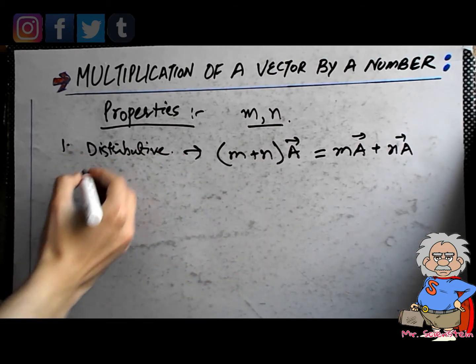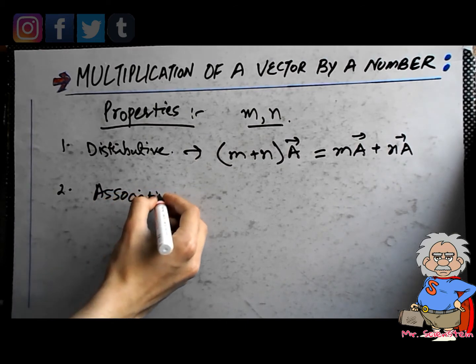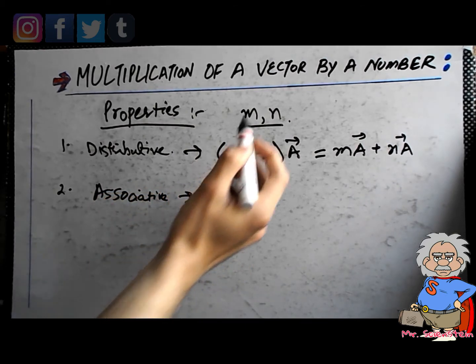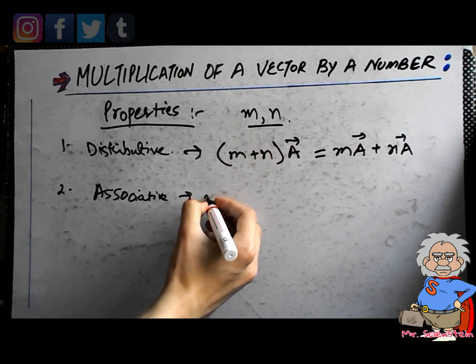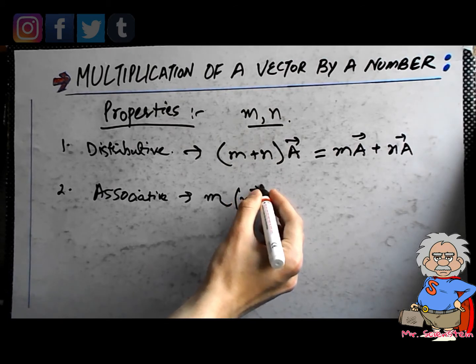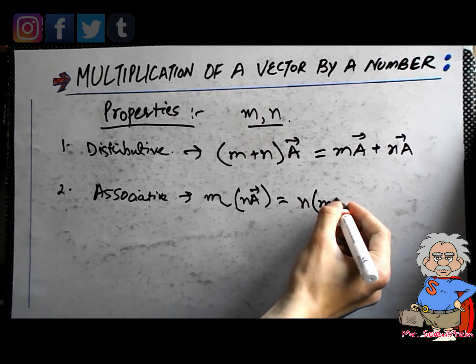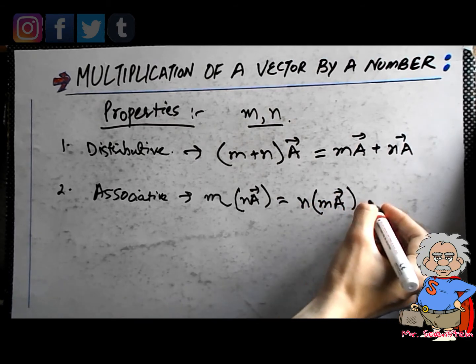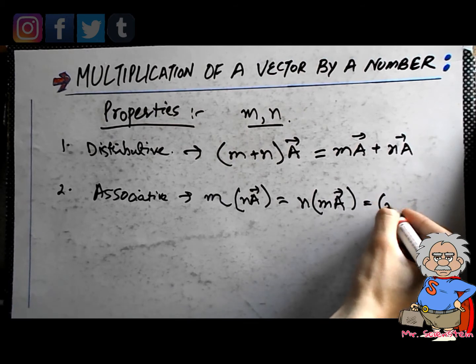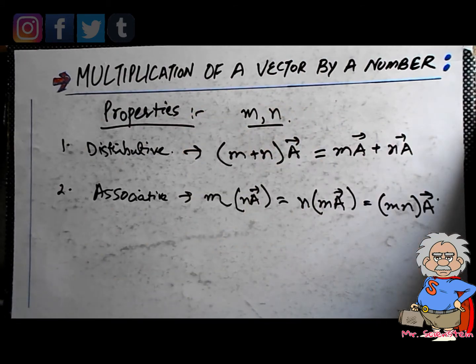The second property which we have is the associative property, and that is if we have the same two scalars m and n, and if I multiply scalar m to n into a vector, it will be equal to scalar n into m into a vector, and this whole will be equal to m into n into a vector. Right? So these are two properties of multiplication of a vector by a number.